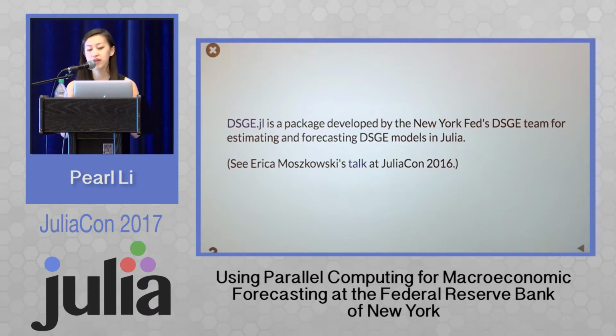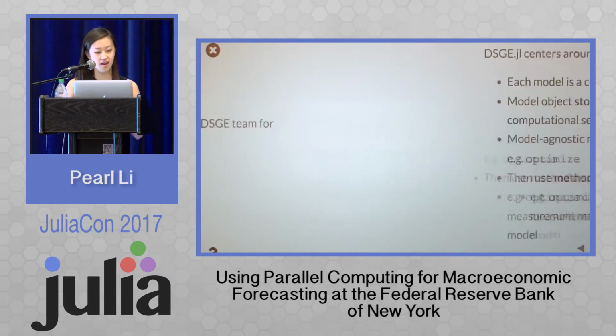At the New York Fed, we've been developing for about the past two years this package called DSGE.jl, which we use to solve, estimate, and forecast DSGE models in Julia. For an excellent intro to DSGE.jl and a discussion of how we used different Julia language features like dispatch and the type system, I recommend Erica Miskowski's talk at JuliaCon last year. I think it's an excellent intro. I will be focusing specifically on forecasting and on parallel computing, but I think it's a great reference.